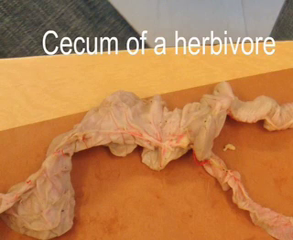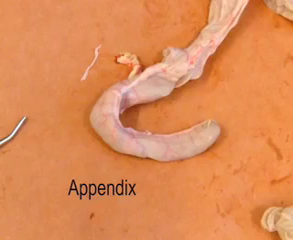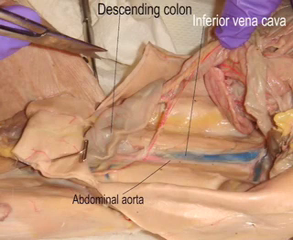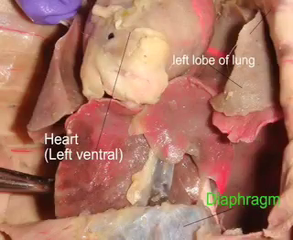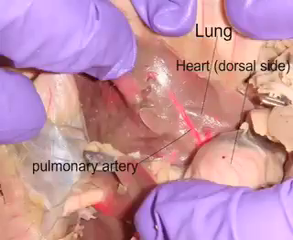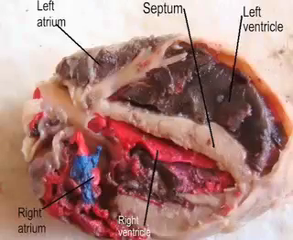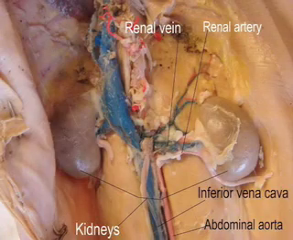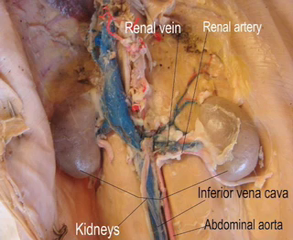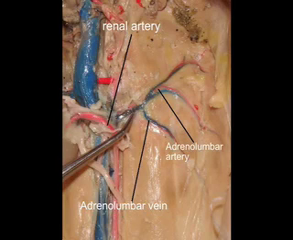The cecum of a herbivore is large because it needs to digest the grasses. The inferior vena cava and the abdominal aorta are the largest blood vessels. This heart is in the third stage, the relaxed stage. We know this because all the chambers are filled. The adrenal lumbar blood vessels are located under the kidneys.